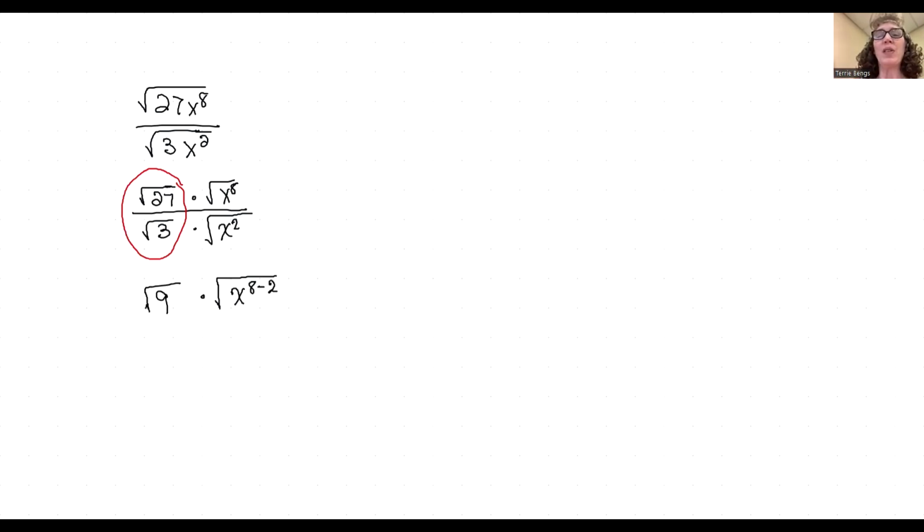All right, so let's go a little further. We know that the square root of 9 is just 3. And then if we subtract those two, we'd have x to the 6, since 8 minus 2 is 6. We can go just a little further. So we have 3, and then we want to get rid of this square root sign over that variable.